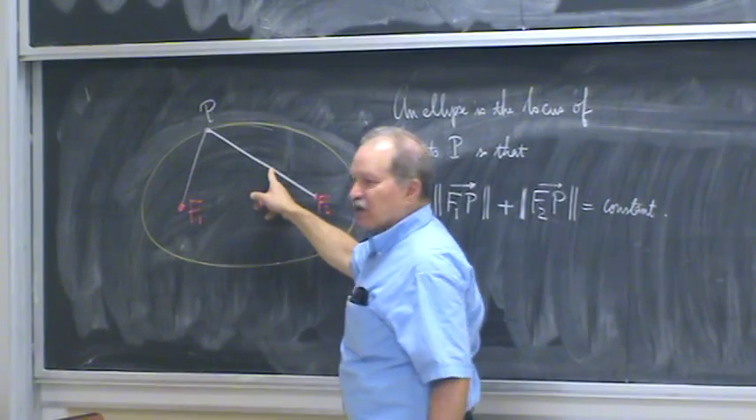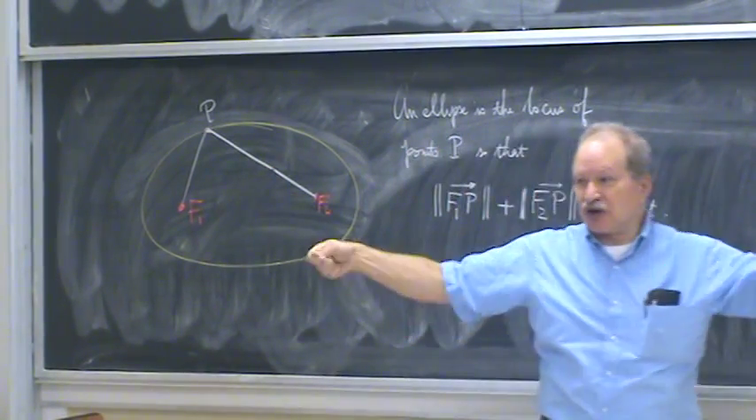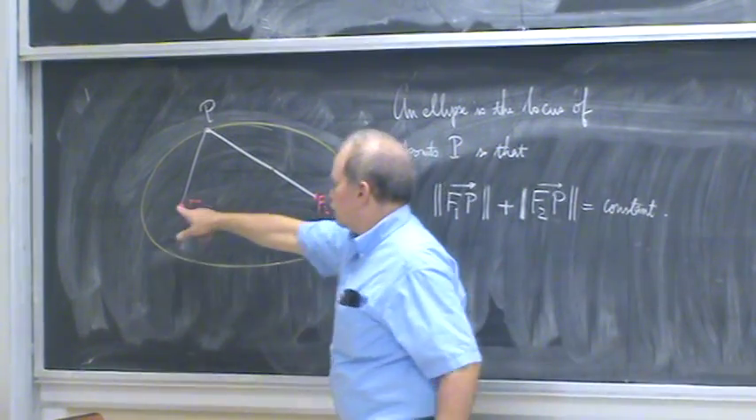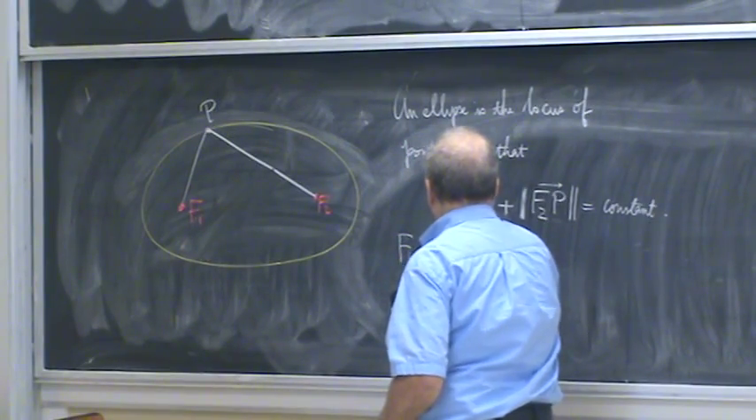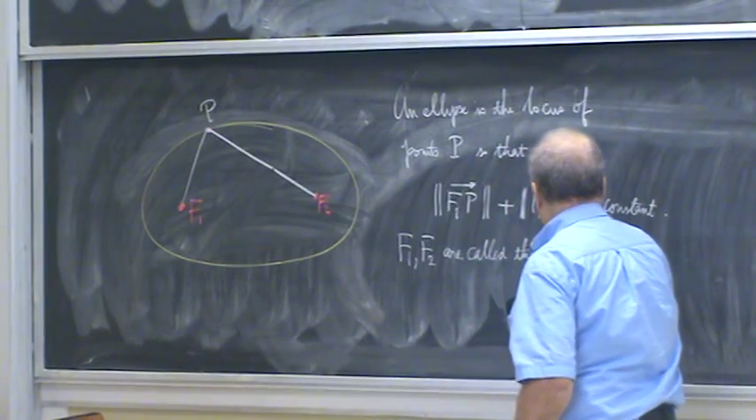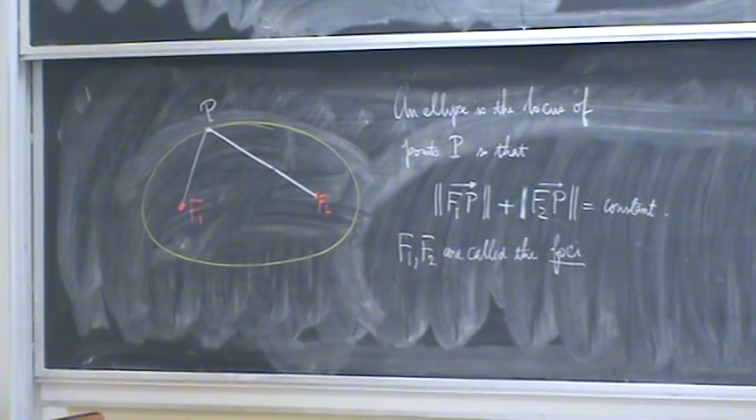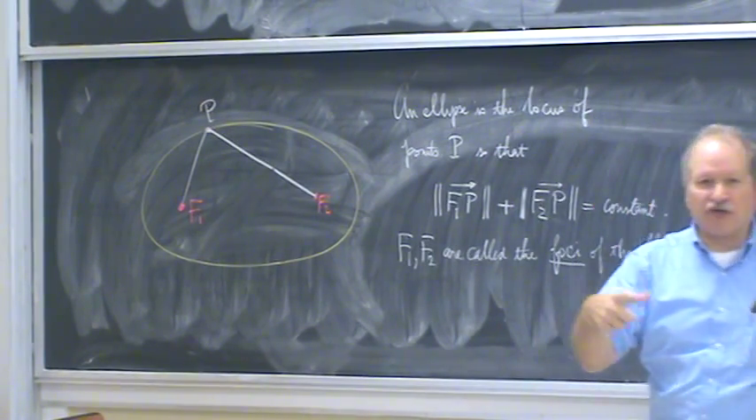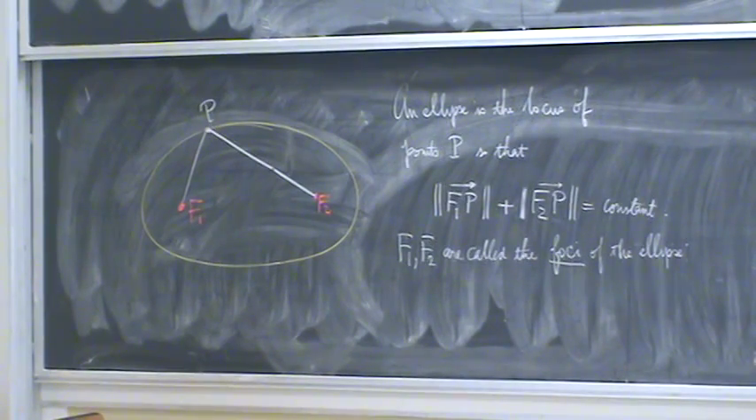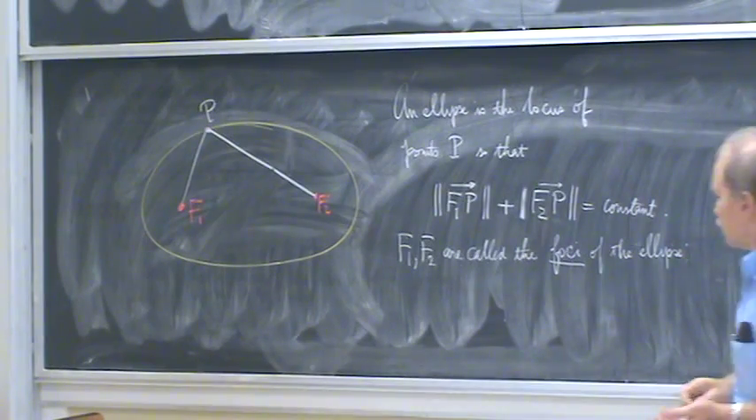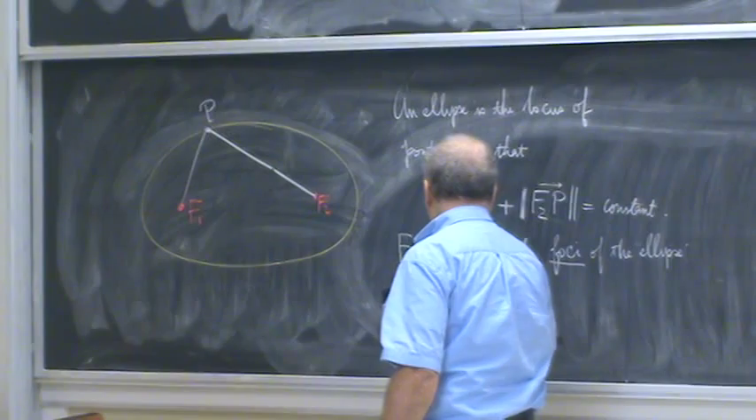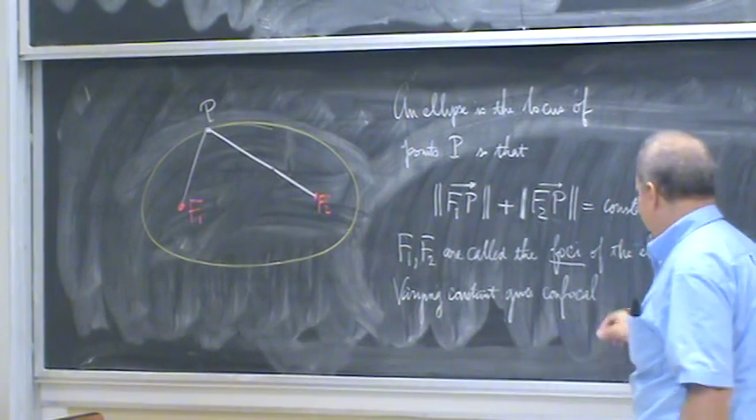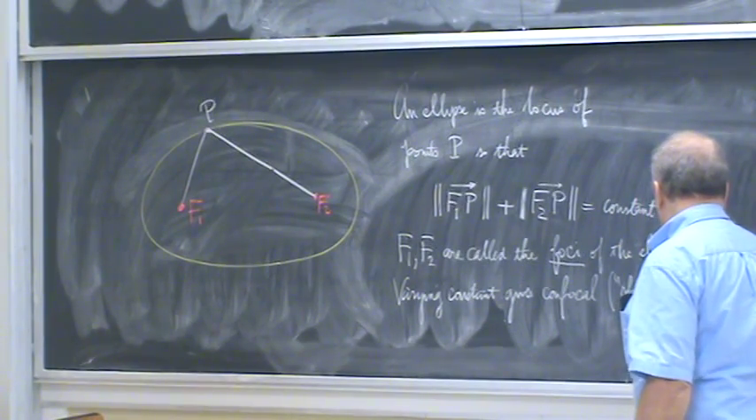So this length is always fixed. If you change the length of the string, what happens to this curve? But the points are not changing. So the F's here are called the foci, that's the plural of focus, of the ellipse. So if you vary the constant, you're getting what are called confocal ellipses. The foci stay the same, the ellipse changes, so they share the same foci. So varying the constant gives confocal, meaning sharing the foci, ellipses.